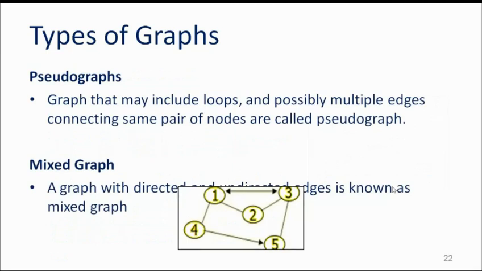And pseudographs: a graph that may include loops and possibly multiple edges connecting the same pair of nodes is called a pseudograph. There is no specific formation for it. Mixed graph: as we have seen, one edge has an arrow and another edge doesn't have an arrow, which is undirected. If you have a combination like this, then it is called a mixed graph.